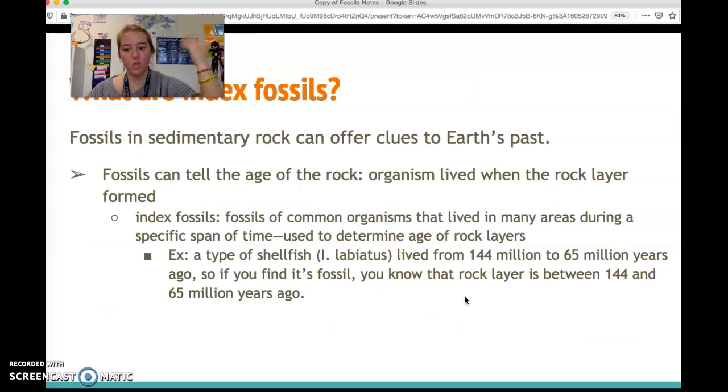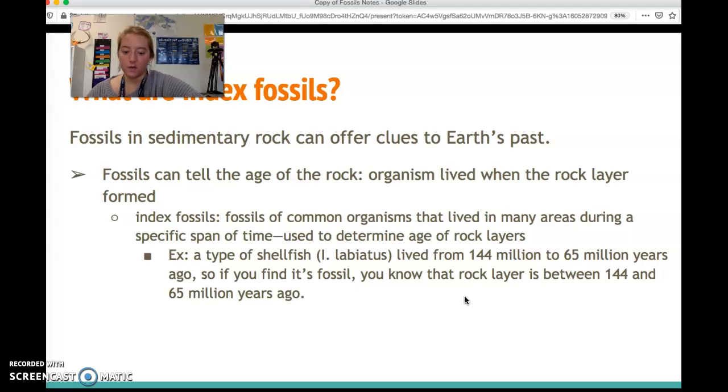Okay. What are index fossils? These are fossils in sedimentary rock that can offer clues to Earth's past. Fossils can tell the age of a rock. If the organism lived when the rock layer was formed, then that gives us an idea of when the rock was formed. Index fossils are common fossils of common organisms that lived in many areas during a specific span of time. They're used to determine the age of a rock layer.